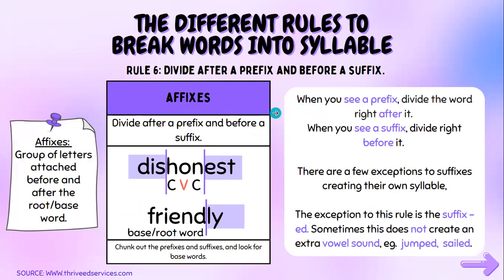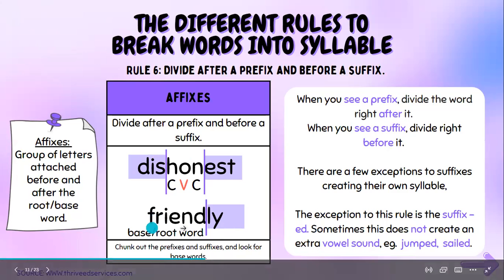Okay, I think this is the last rule. And this rule is rule number 6. Divide after a prefix and before a suffix. You may remember that we learned about prefixes and suffixes, maybe in grammar. If you don't remember, you can look at the YouTube video. But a prefix and a suffix is basically a syllable that we add onto a root word. We add it onto a word, and that changes the meaning of the word.